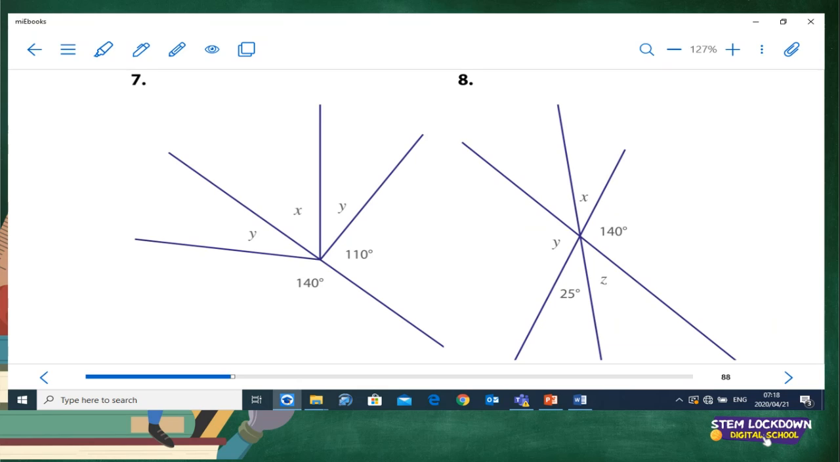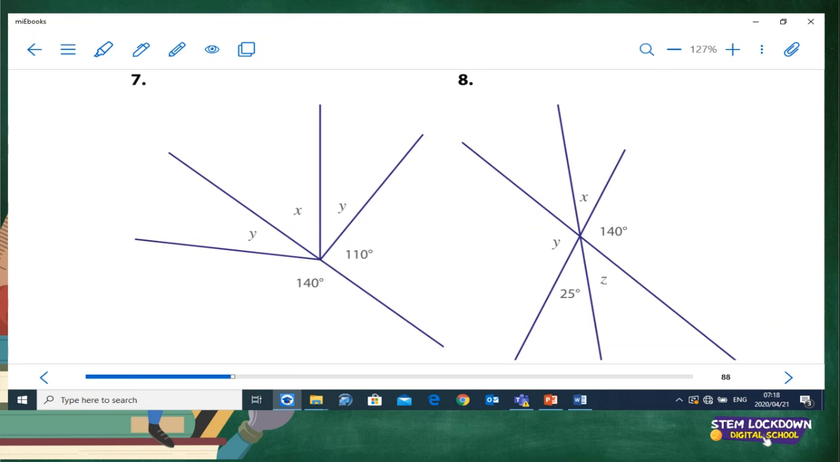180 degrees, that is what you get. So therefore, the value of y will be 40 degrees. Now you are also told that this value here is also y. Now what does that tell us? Now that we found the value of y to be 40, you can substitute it in this angle y there, meaning that you'll also have 40 there.